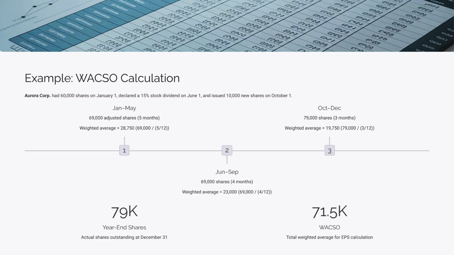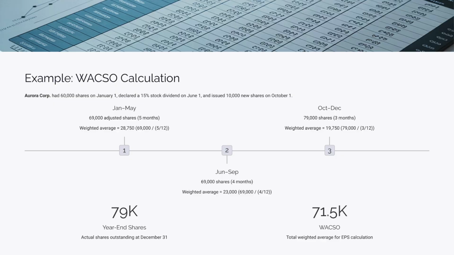Suppose Aurora Corp had 60,000 common shares outstanding on January 1st, declared a 15% stock dividend on June 1st, and issued 10,000 new shares on October 1st. To compute WACSO, from January to May, the 60,000 shares are adjusted by the 15% stock dividend, giving 69,000 adjusted shares for 5 months. From June to September, those 69,000 shares remain for 4 months. Then from October to December, there are 79,000 shares for the final 3 months.